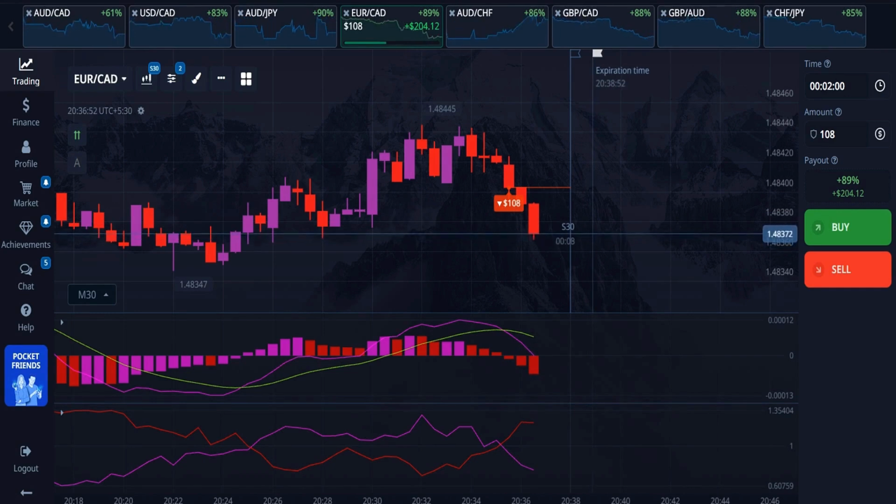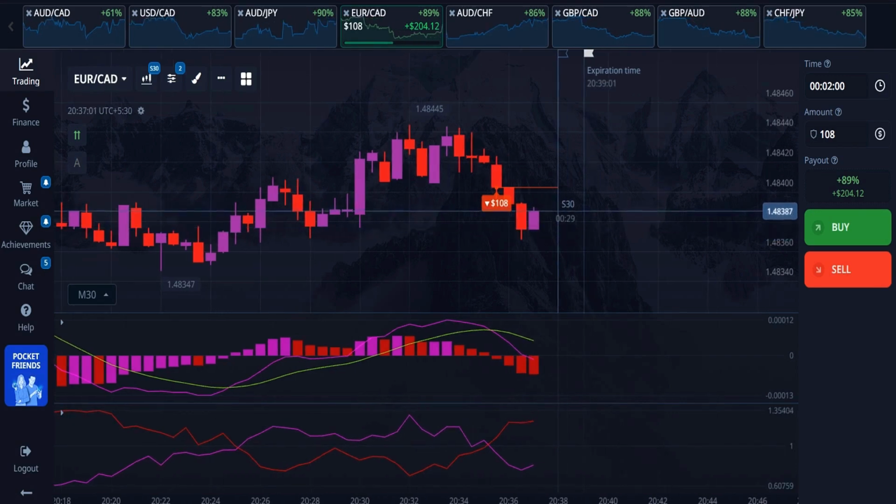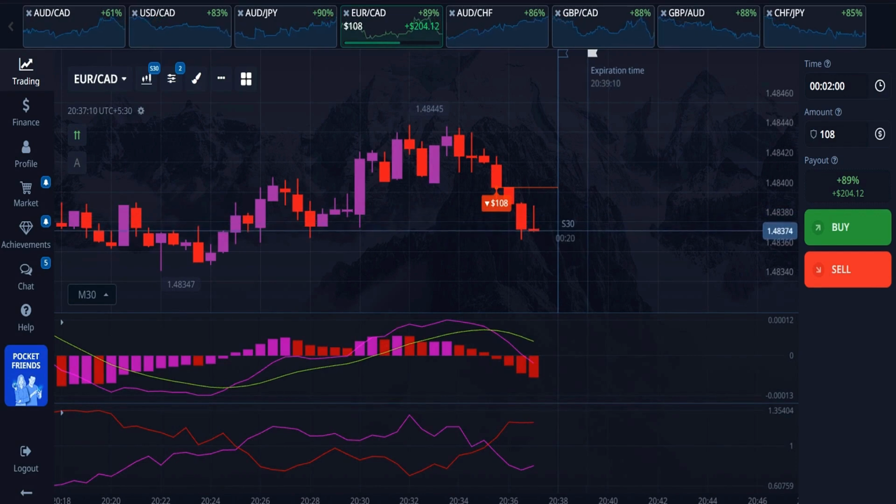But before placing the trade, let's discuss something very important. Even though this setup follows our strategy perfectly, it's important to remember, trading is unpredictable.